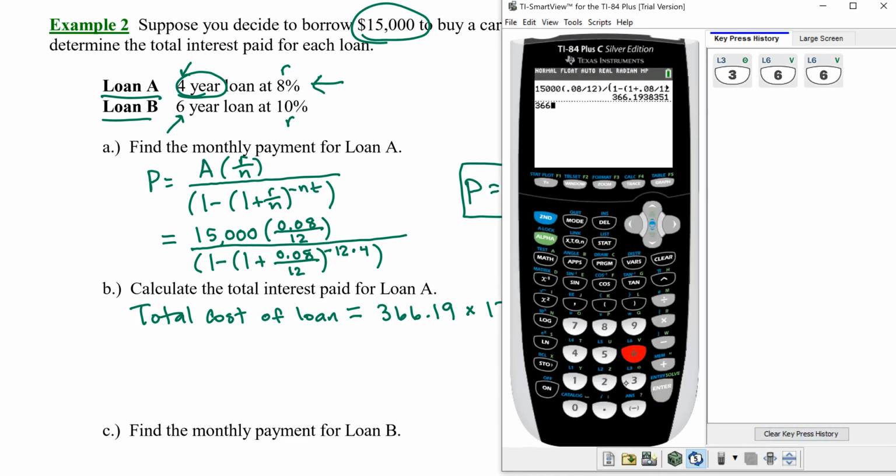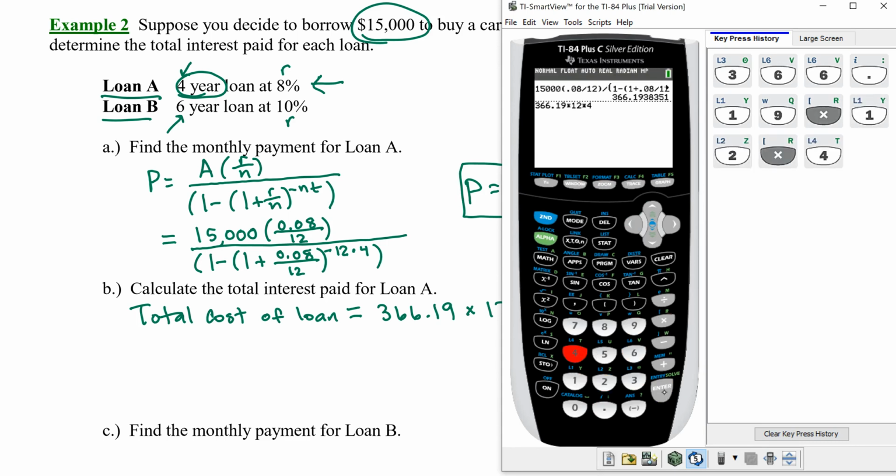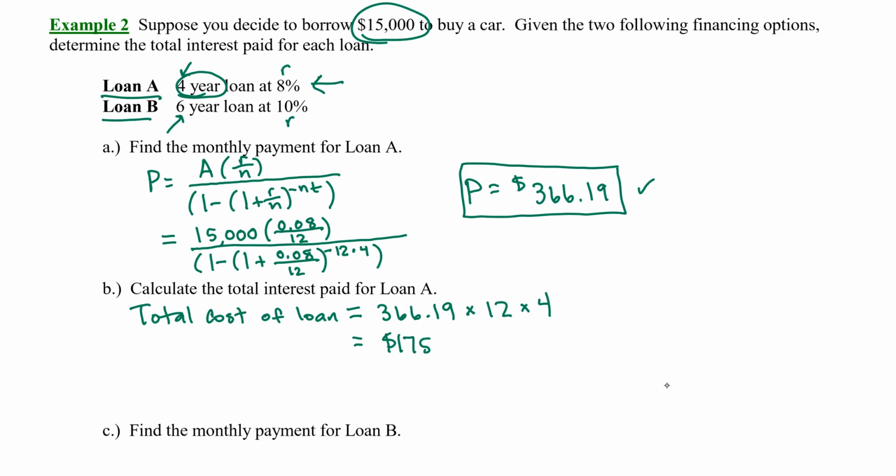So $366.19, 12 times a year for 4 years. The total cost of this loan, $17,577.12. Now, $15,000 of that was the price of the car. So the difference between the total cost and the initial amount borrowed is the total interest that we've paid. So the interest then is the total cost minus the amount borrowed.